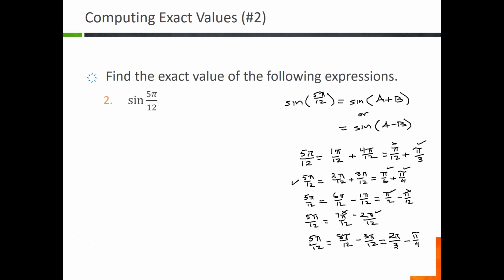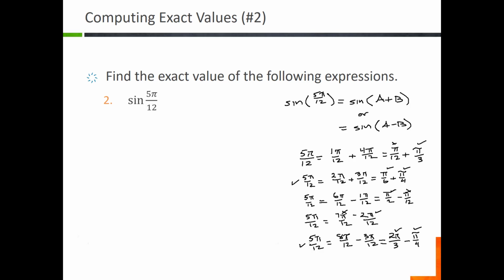So in this case, 2 pi over 3, since it's a pi over 3, that is a unit circle number, and pi over 4 is a unit circle number. So I could break this 5 pi over 12 either as the sum of 2 pi over 12 and 3 pi over 12, or as the difference of 8 pi over 12 minus 3 pi over 12.